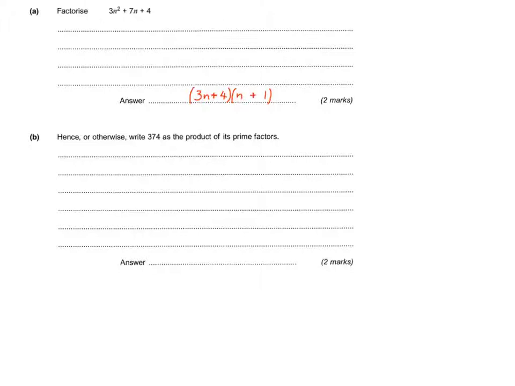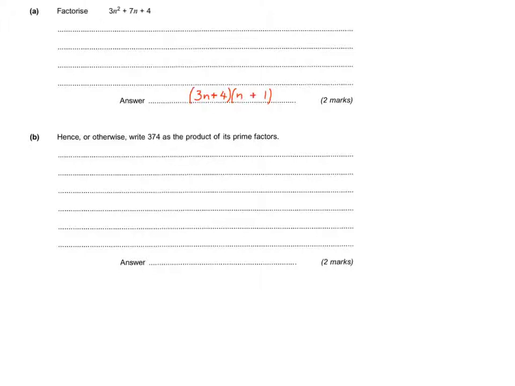But the only thing where the brackets work together to give you the minus 7 in the middle is if the 4's there and the 1's there. So you get 4 times n giving you 4n, 3n times 1 giving you 3n, and together that makes 7n. It involves a little bit of playing about with different combinations to get the one that works, though.